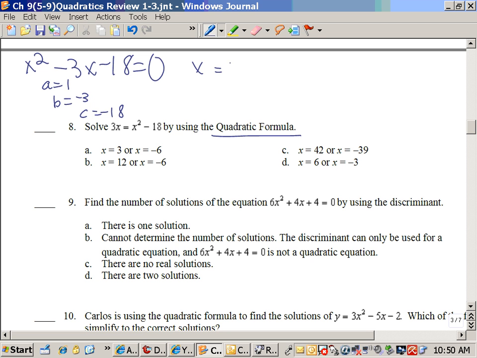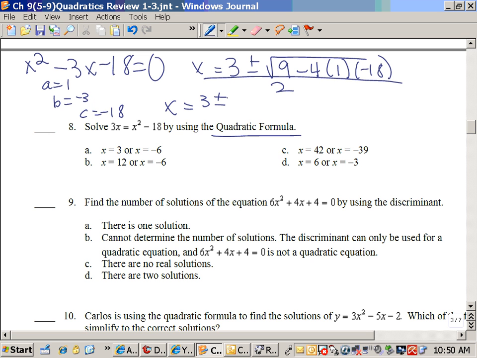X equals -3. So what do I do? 3 plus or minus the square root. B squared is -3 squared, and -3 squared is 9. Positive. Minus 4 times 1 times -18 all over 2a. So x is 3 plus or minus.